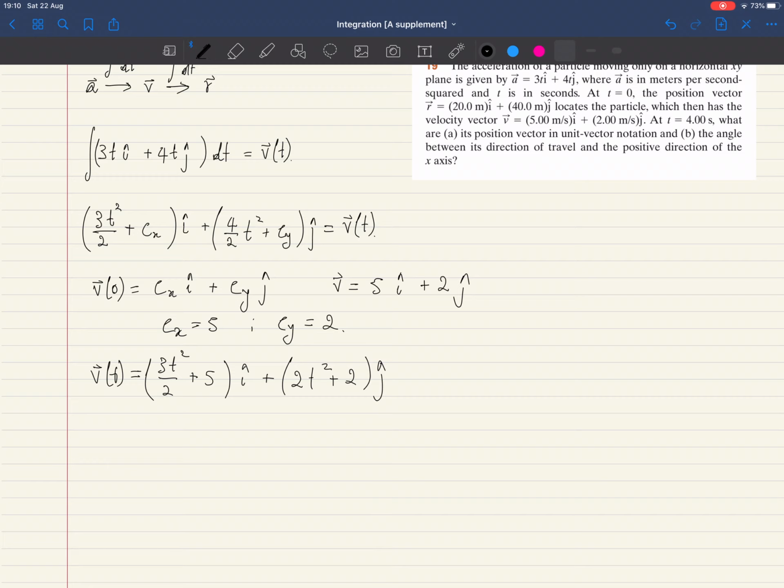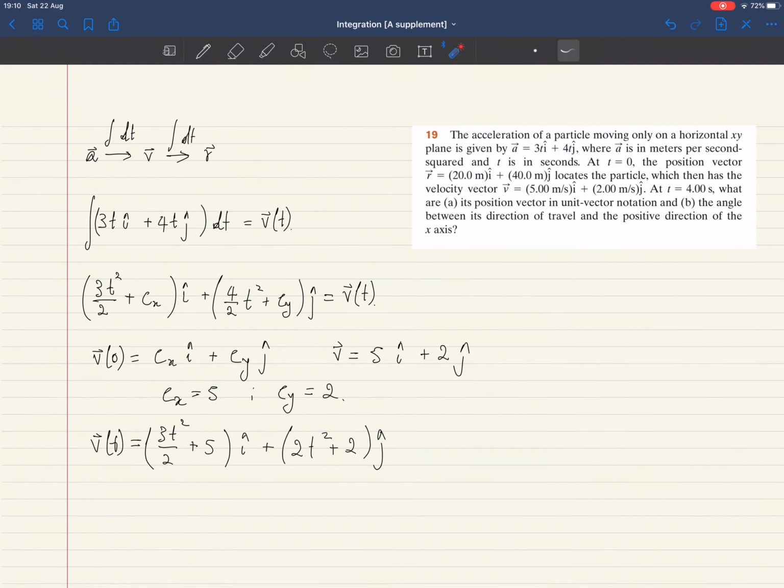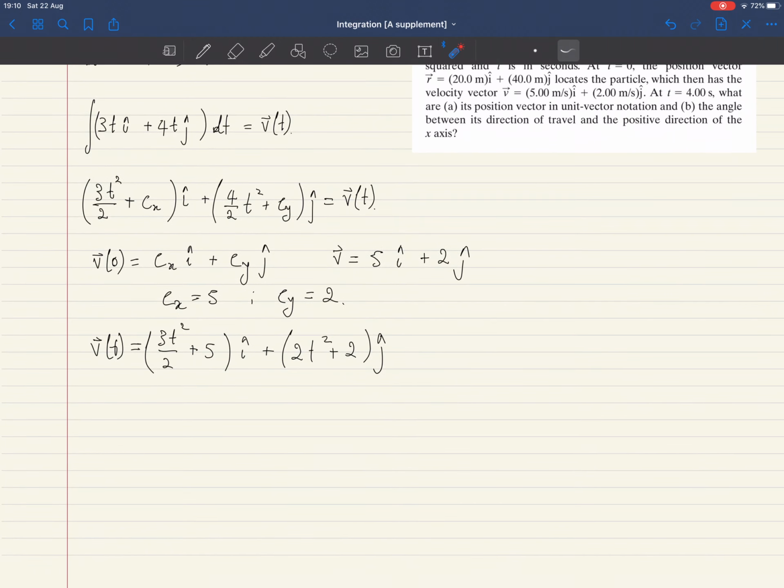Remember, our goal was not to obtain the velocity function. Actually, our goal was to find the position function. So we still have a bit of work to do, and that work is basically performing the integral one more time. And here we are. We know that this shall be true. That is the integral of v bar of t dt.